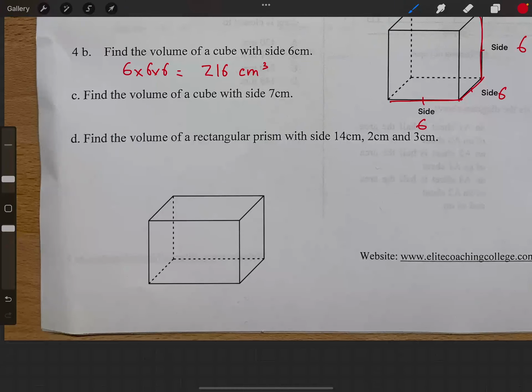Question C. Find the volume of a cube with side 7 centimeters. So again, the volume is equal to 7 times 7 times 7. Work it out and give us the answer in centimeters cubed.